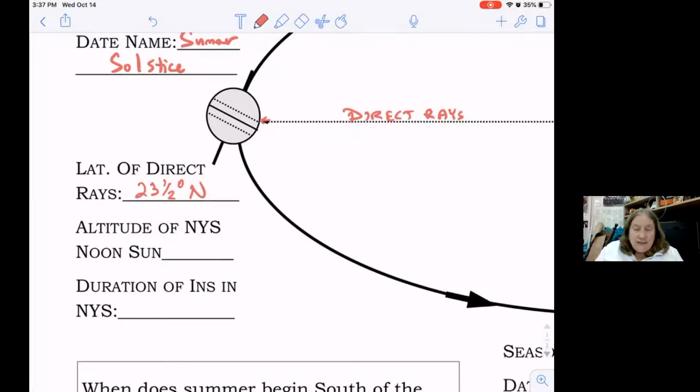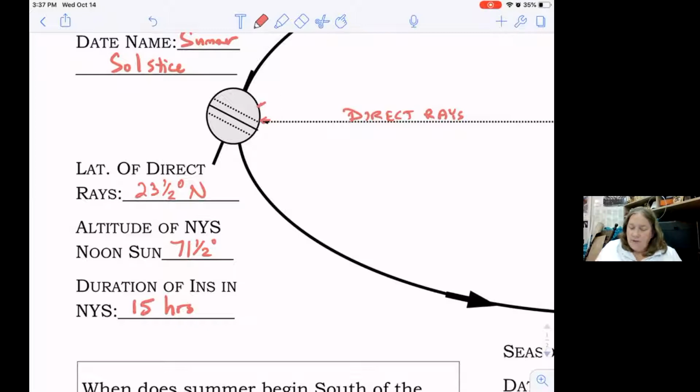The altitude of the noontime sun in the summer solstice is pretty high for us. It's 71½ degrees. Now, 71½ degrees is not 90 degrees. 90 degrees would be directly overhead. But in New York State, the sun doesn't get to us. The direct rays of the sun don't get to us because we live at 42 degrees north. So we live up here somewhere. So we're too far north to get the direct rays, which is why the highest the sun ever gets for us is 71½ degrees, which is where it is at noon on June 21st. All right, and then the duration of insolation for us in the summer, if you think about it, our days are really long, is 15 hours. Okay, so that's the summer.